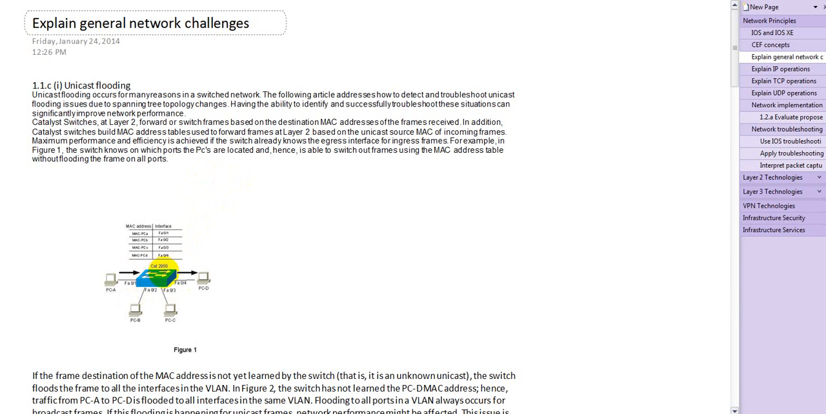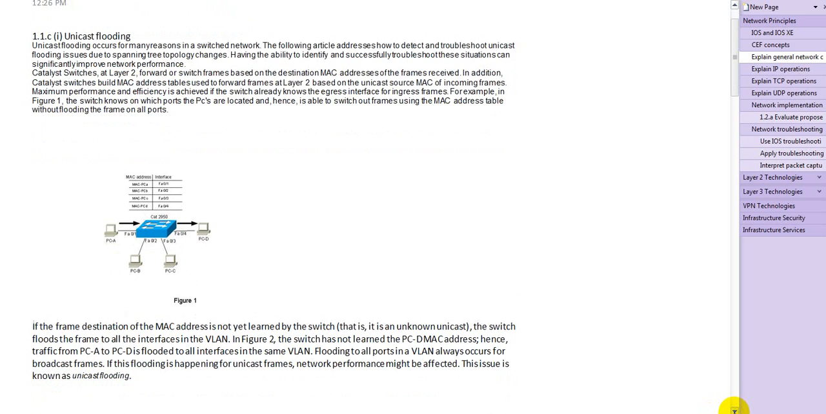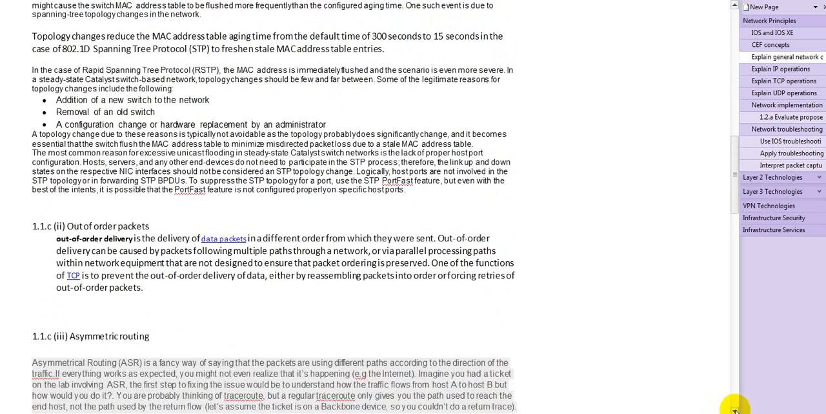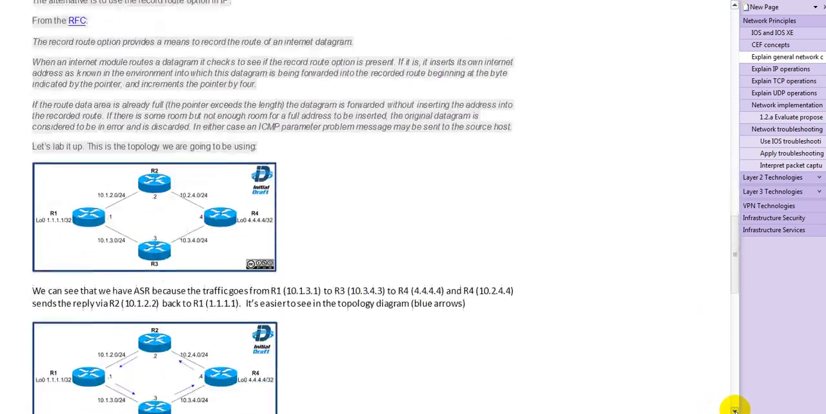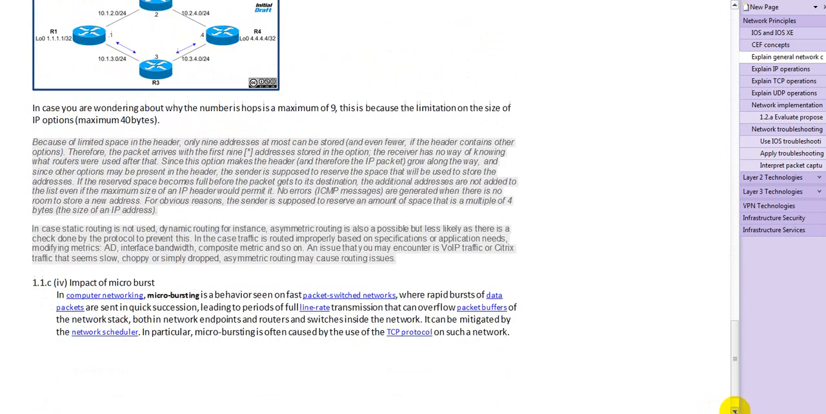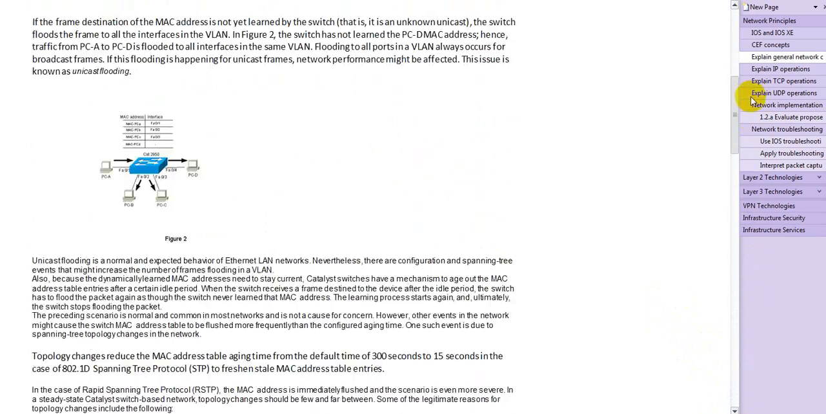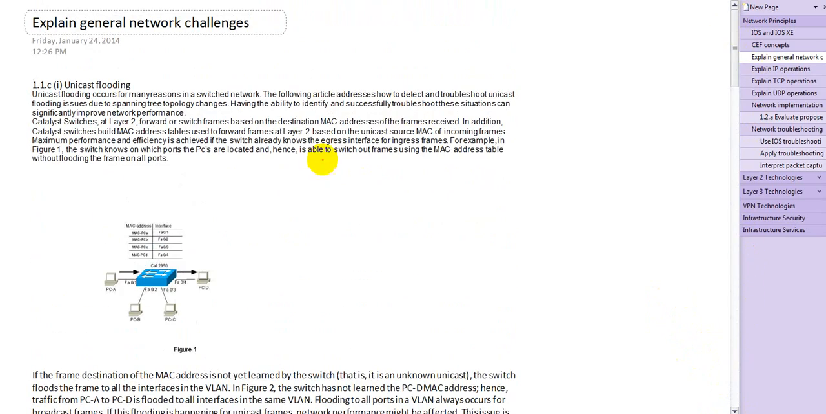So I'm over here on the switch, and as we go through here we'll talk about Unicast Flooding, asymmetric routing, out of order packets, and the impact of Microburst. We're going to cover these topics in this video and how each one affects the network on an individual basis.